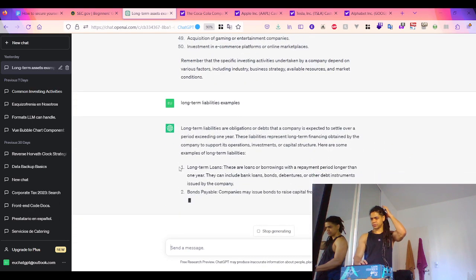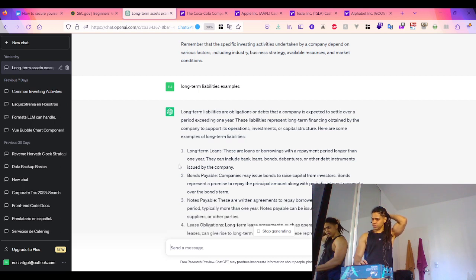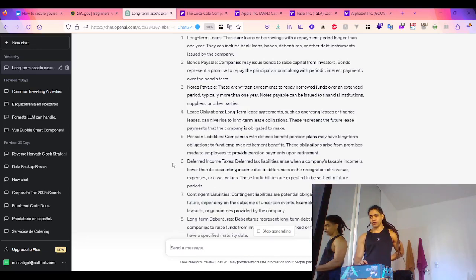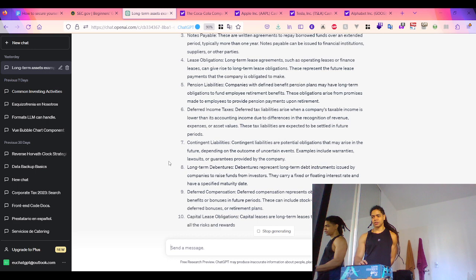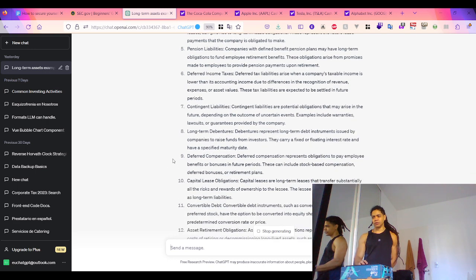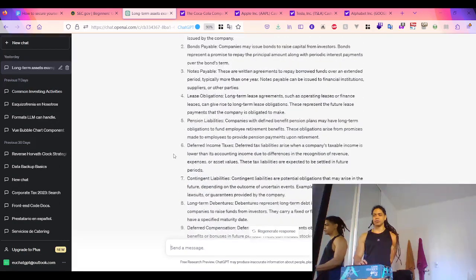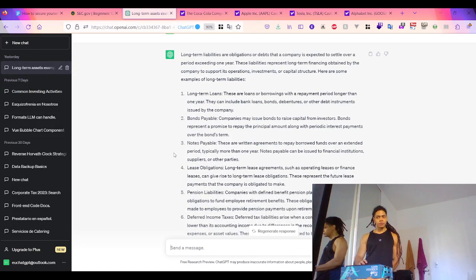Long-term liabilities: long-term loans, bonds payable, notes payable, lease obligations, deferred income taxes, contingent liabilities, long-term debentures, deferred compensation, capital lease obligations, convertible debt, asset retirement obligation. And this is a liability for the company. Long-term loans, bonds payable, notes payable are agreements to repay borrowed funds over an extended period.